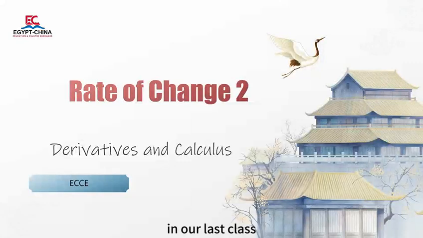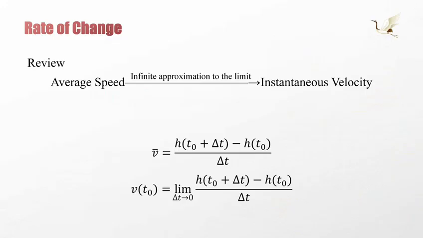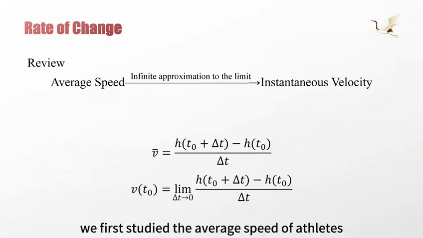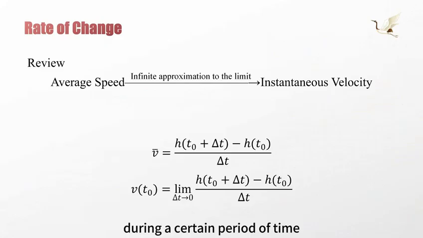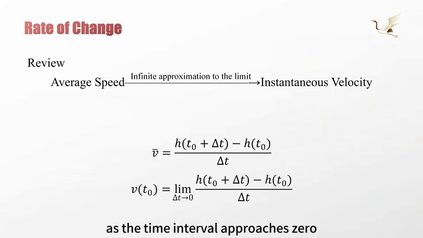Hello everyone, in our last class, we studied the motion state of platform diving athletes. We first studied the average speed of athletes during a certain period of time after takeoff and continuously narrowed down the time interval. As the time interval approaches zero, we obtained the instantaneous velocity using both calculation and limit methods, and thus obtained the representation of the instantaneous velocity at any time t0.